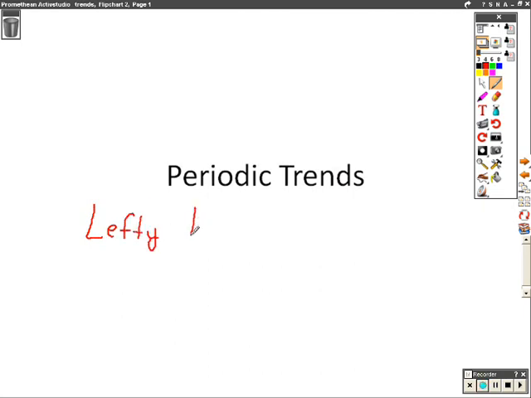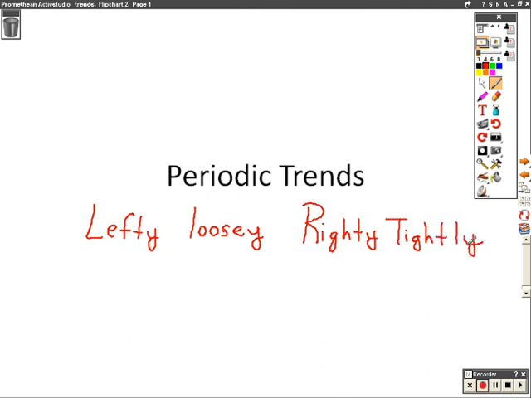And the reason I do that is because everything on the left-hand side of the periodic table is held very loosely, and everything on the right-hand side is held very tightly. When I talk about being held very tightly, the only thing we really care about in chemistry, unless we're talking about nuclear chemistry, is the valence electrons. What holds them in place is the nucleus. So, lefty-loosey, everything on the left-hand side is held very loosely by the nucleus, and on the right-hand side, things are held very tightly.